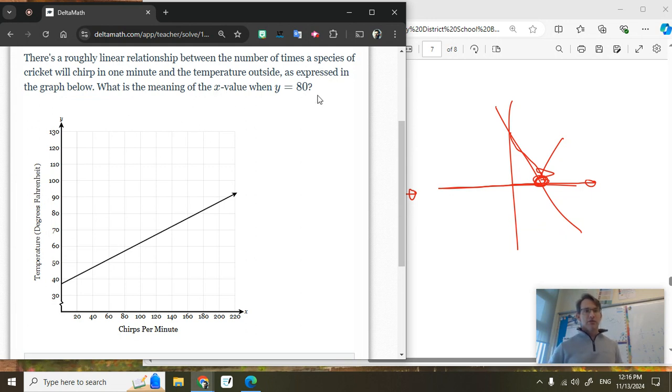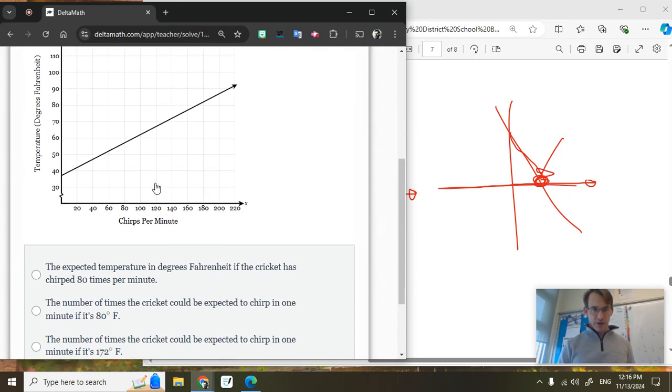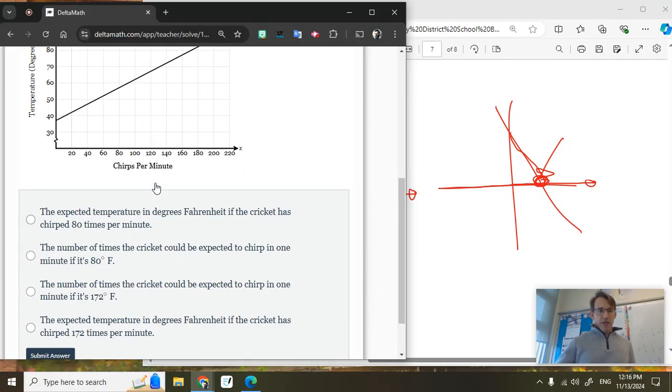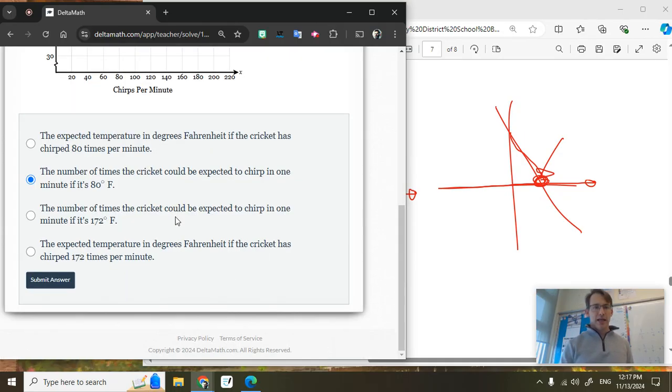So what's the meaning of the x value when y is 80? Well, if we go up here to 80 and we go across, we find the x value of maybe 170, 175 there. And so we would say that's the number of chirps per minute. Oh, 172. The expected temperature in degrees Fahrenheit? No. What's the meaning of the x value? It would be the number of times a cricket could be expected to chirp in 1 minute if it's 80 degrees Fahrenheit. If we go up here to 80 degrees Fahrenheit and we go across, we get that point, we're expecting a cricket to chirp that many times. So that's what that means.